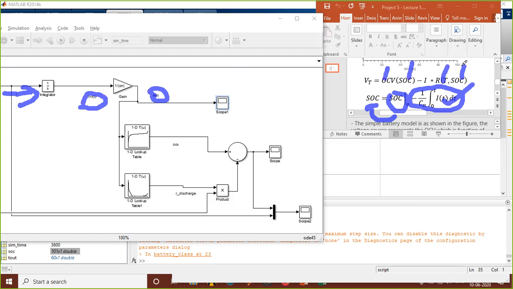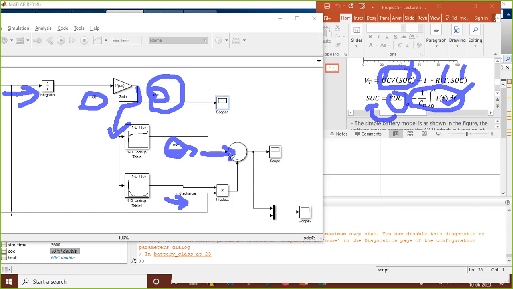So what I did is I am using two lookup tables which have an input from SOC. From that I am going to calculate OCV, and I am going to calculate R discharge. In order to multiply my OCV with R discharge, OCV is here, SOC is here. Since it is in direct relation, it will get multiplied, and since this is positive, I am giving it to the positive terminal.